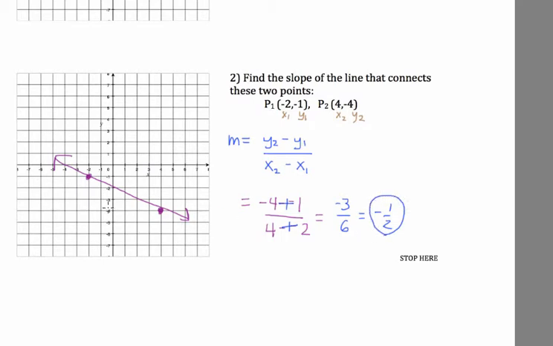If you look at the picture, you can see this. It's going downhill from left to right, down 1 over 2, down 1 over 2, down 1 over 2.